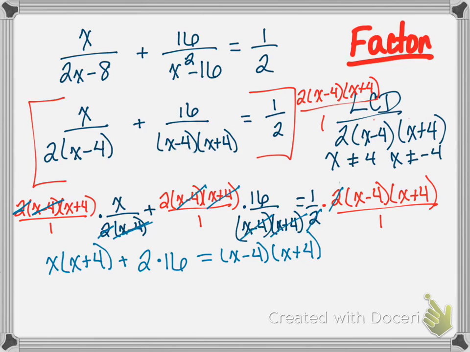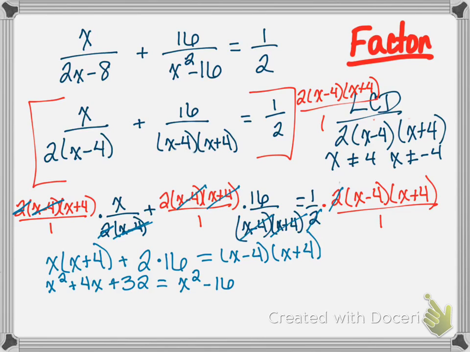Okay, x times x is x squared. X times 4 is 4x. 2 times 16 is 32. X minus 4 times x plus 4. When I FOIL that, I get x squared minus 16. Because what happens to the minus 4x and the plus 4x? Cancel out. Yes, it's difference of perfect squares. What's my next step here? What do I do next?